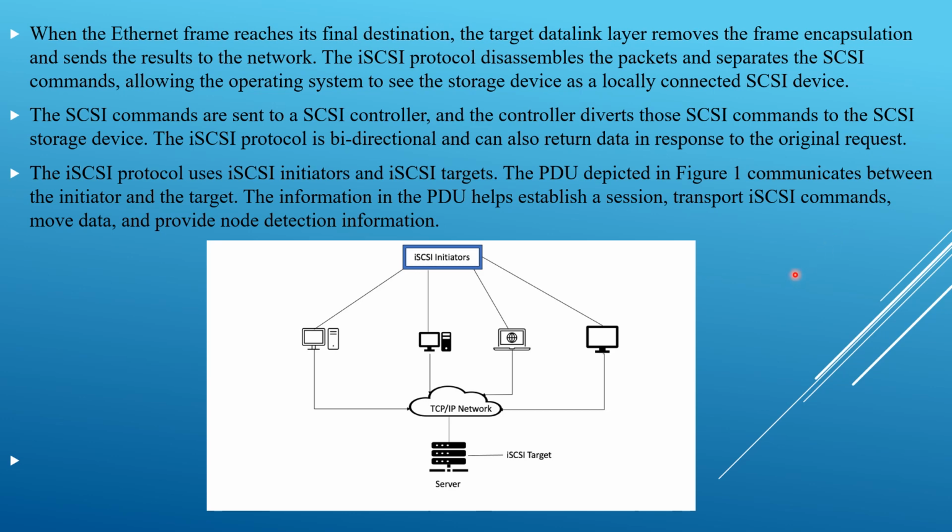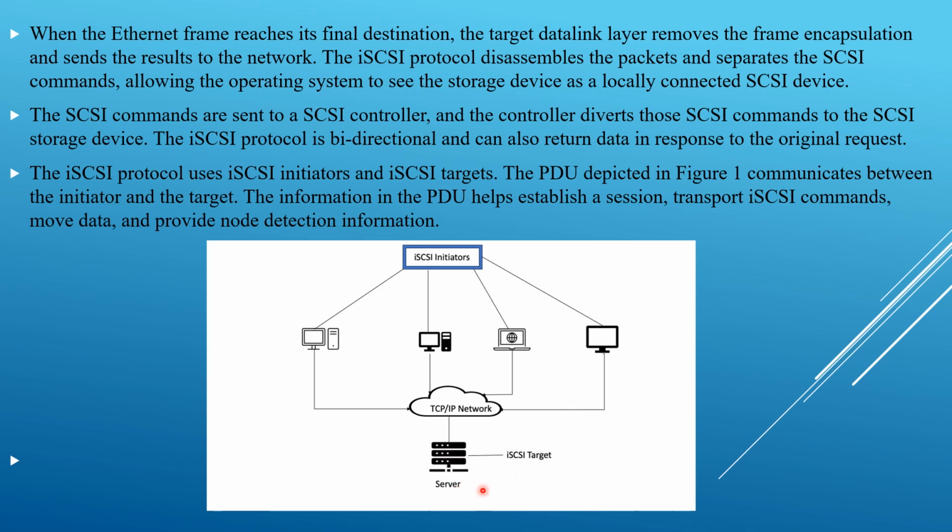The iSCSI protocol uses the iSCSI initiator and the targets. The PDU depicted in Figure 1 communicates between the initiator and the target. The information in the PDU helps establish a session, transport iSCSI commands, move data and provide node detection information.